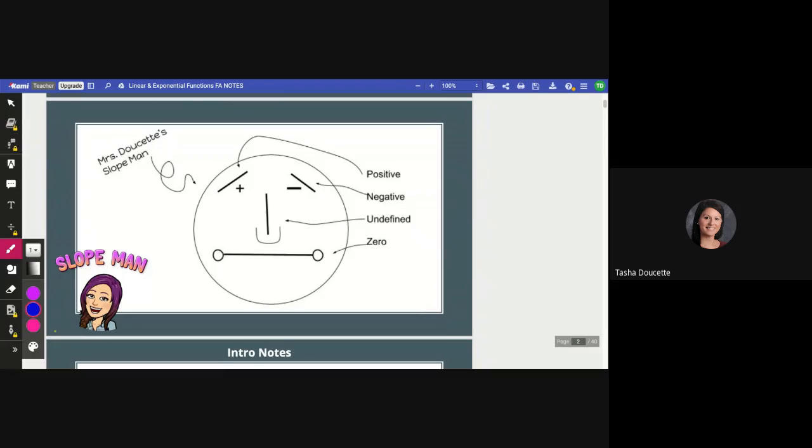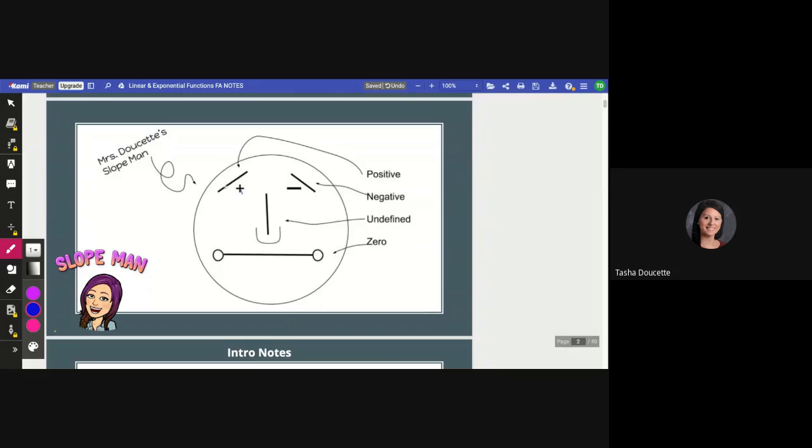Typically, this picture is in my brain when I am trying to figure out if the slope is positive, negative, zero, or undefined. I use this picture to help me out. So this face has 4 different parts. We have our left eye, which is the positive eye. I have this positive eye up here, and his eyebrow is going up, from the bottom left to the top right.